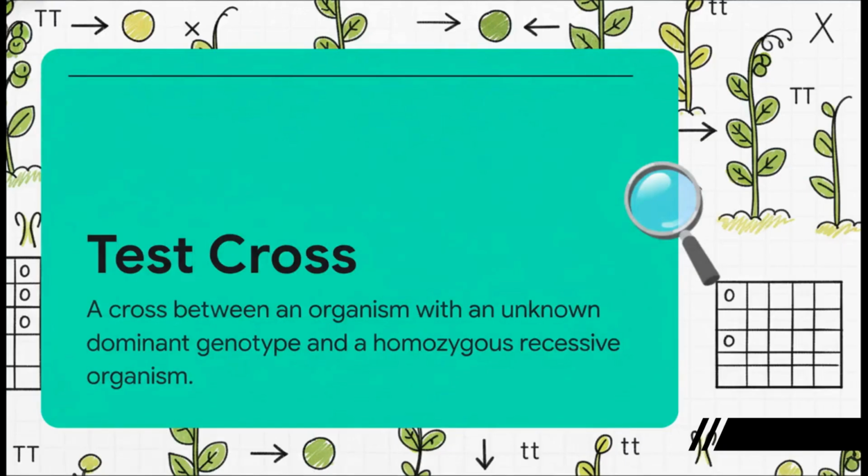He called it the test cross, and it is a brilliant method. You take your mystery plant, the tall one you don't know the genes of, and you cross it with a homozygous recessive plant. In our case, that's a dwarf plant, genotype tt. The results of this cross will tell you the secret. If all the offspring come out tall, your mystery plant had to be TT. But if you get a mix of tall and dwarf offspring in a 1-to-1 ratio, you know for sure your mystery plant was heterozygous, Tt.